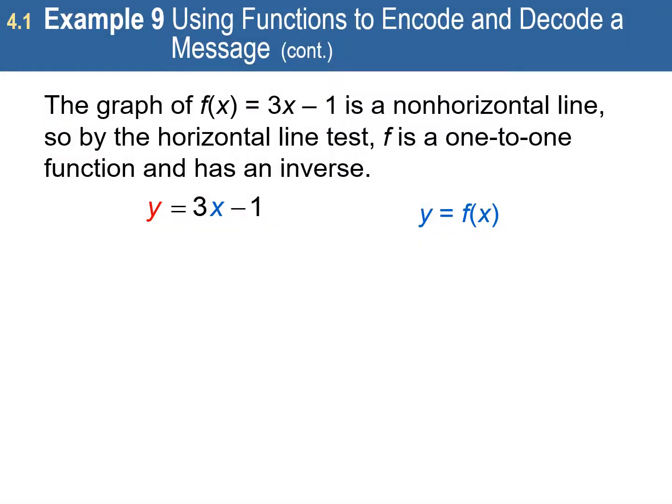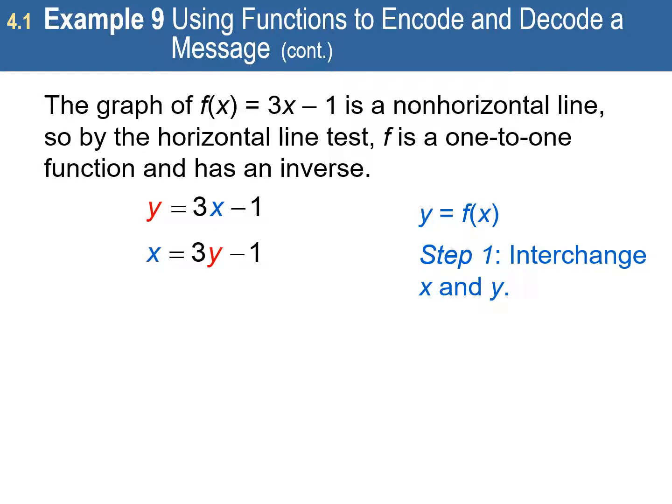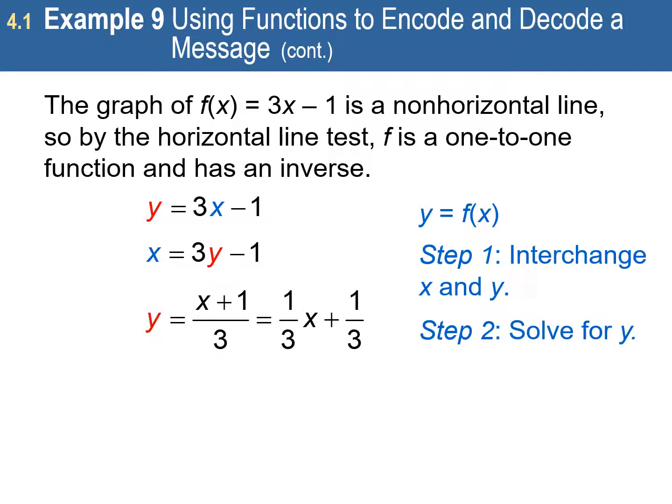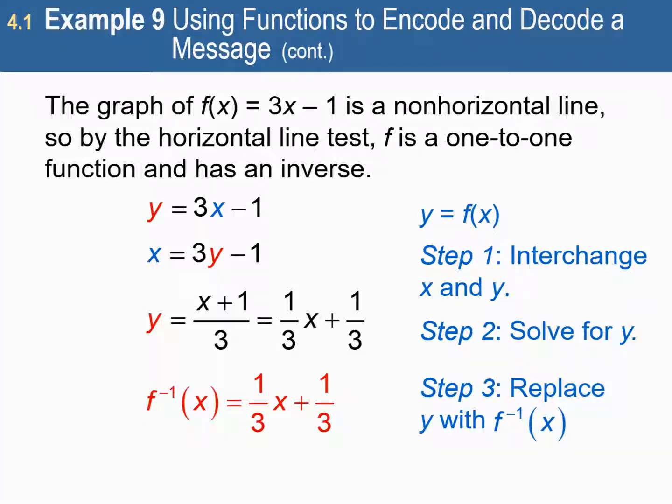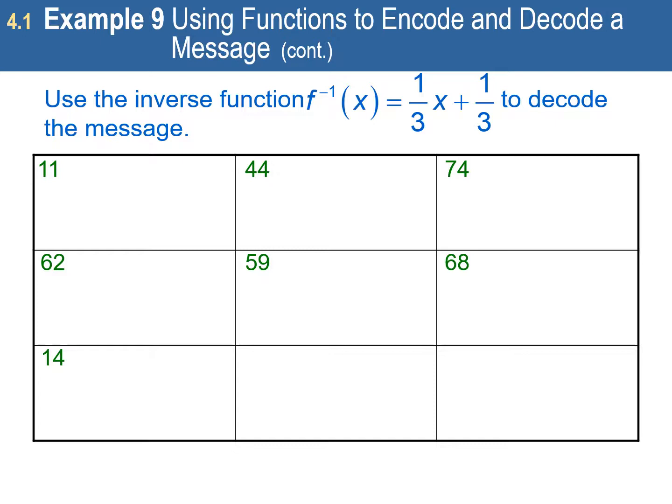The first thing we need to do is find the inverse. So you switch x and y and solve for y. So y is 1/3 x plus 1/3. So that's my inverse. So to decode the message, we're going to put in the values. F inverse of 11 is 4, and 4 corresponds to D, as A, B, C, D.